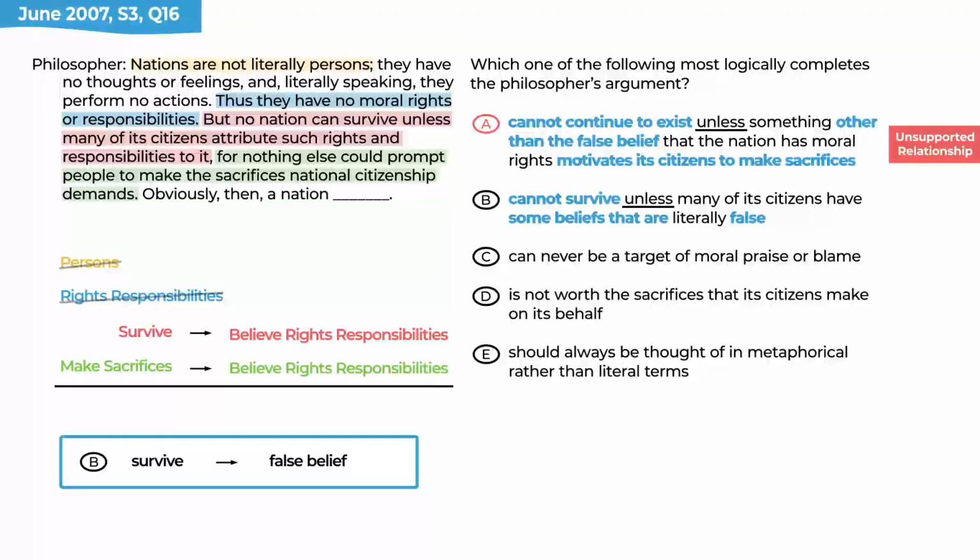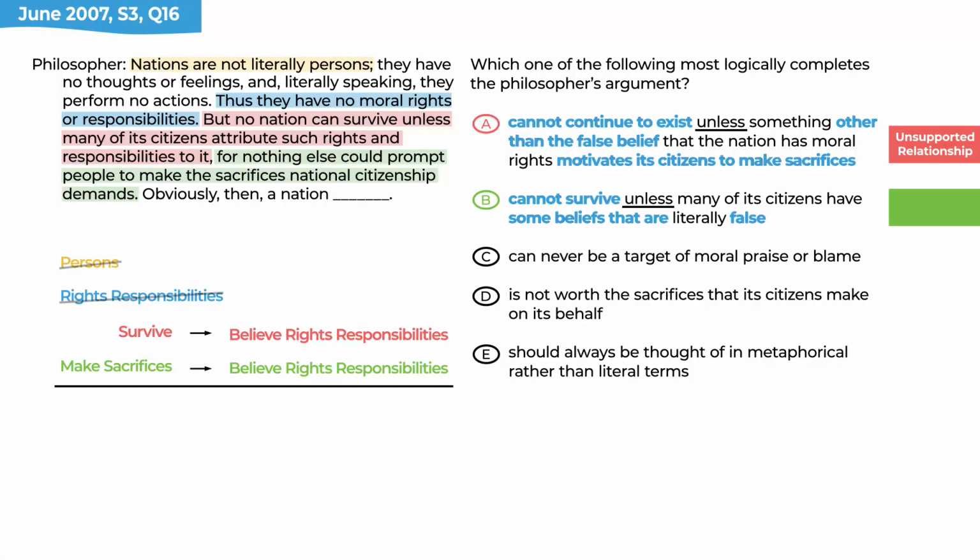Well, we know from the statements that if a nation is going to survive, people have to believe that a nation has rights and responsibilities. And we also know that no nation has rights and responsibilities, right? They have no moral rights or responsibilities. So if people believe it's true, but it's not true, then we know that they're having false beliefs. And so, yeah, answer choice B does look like it's supported from the second statement and the third statement. Let's hold on to answer choice B and see what answer choice C gives us.